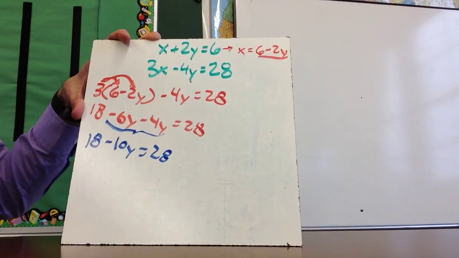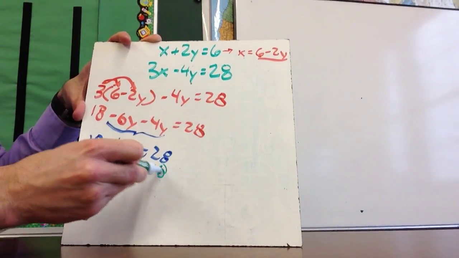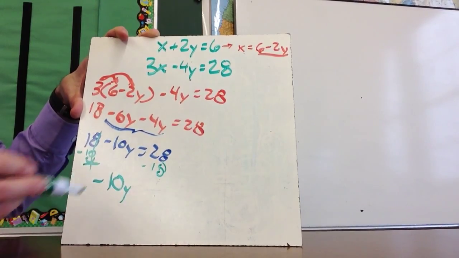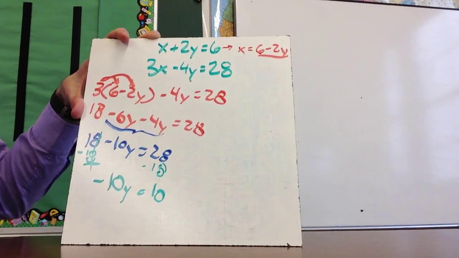I then want to subtract 18 from both sides. This goes away. I'm left with negative 10y. Make sure that's negative. 10y equals positive 10. I'm going to divide by negative 10.